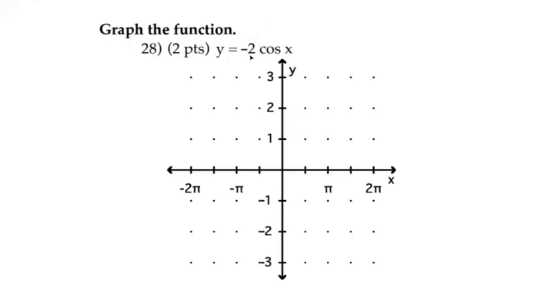We're asked to graph the function -2 cosine of x. So before we do this, it could be sine that you encounter in the future. It could be cosine. So let's just graph the basic sine function, the basic cosine function.